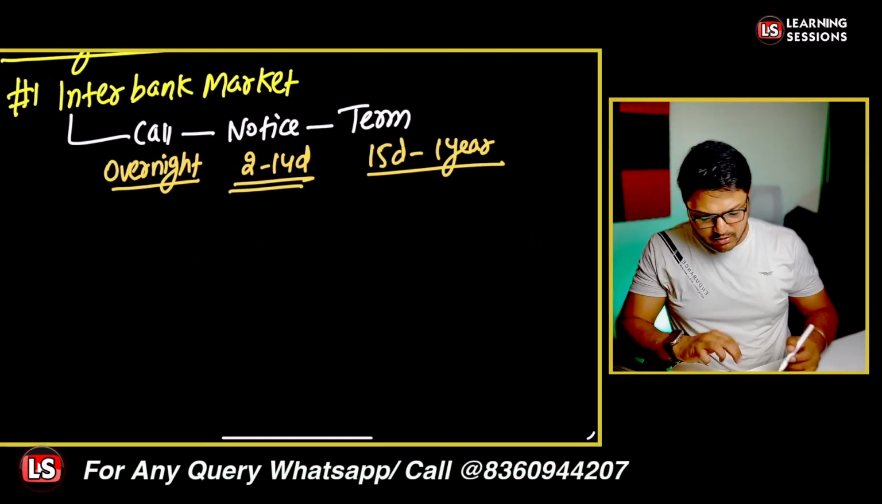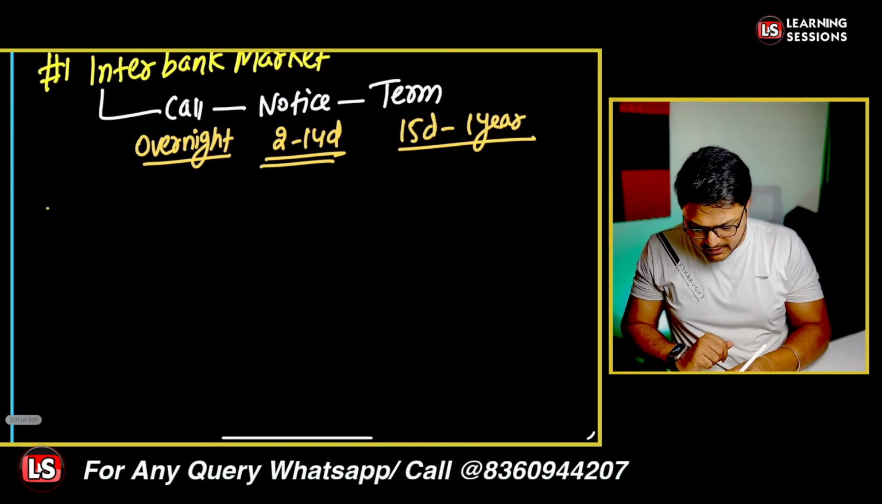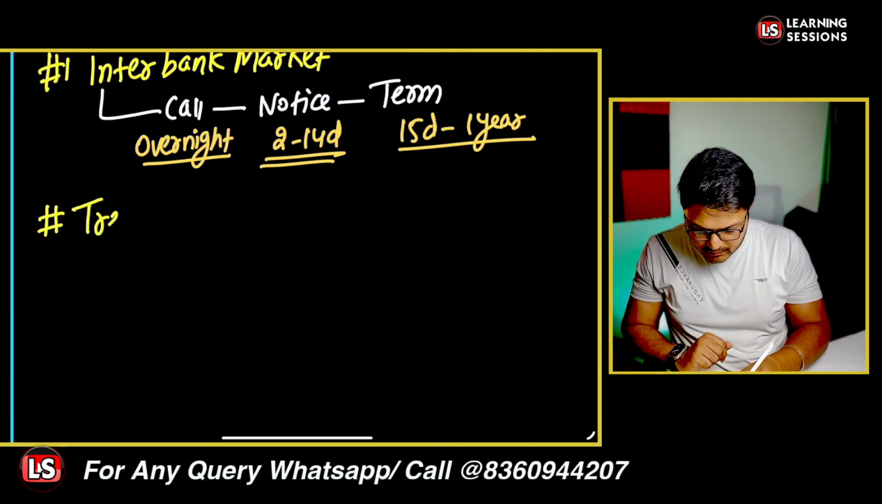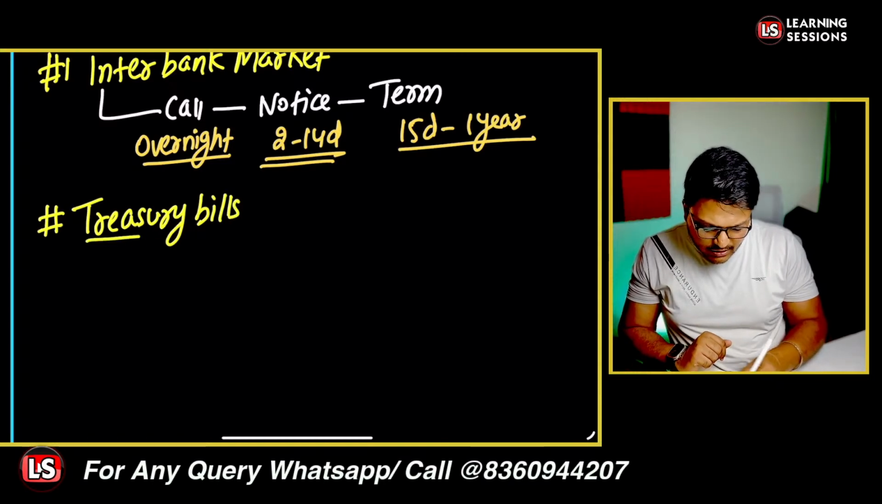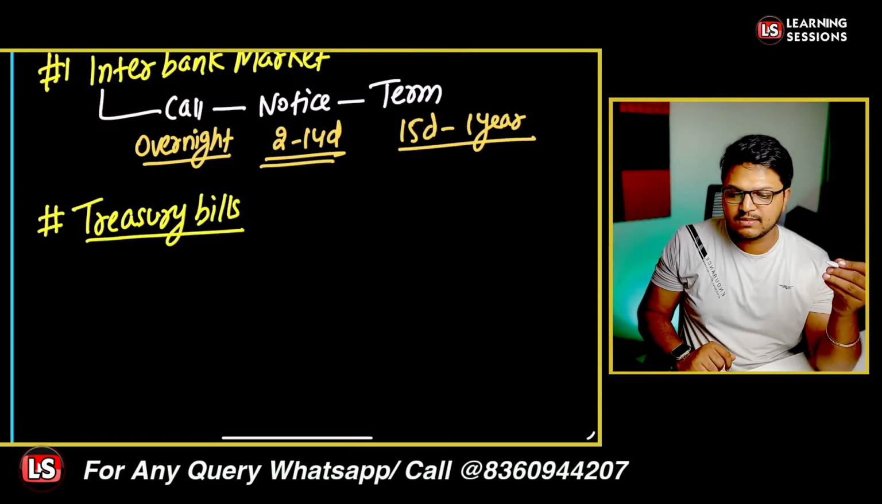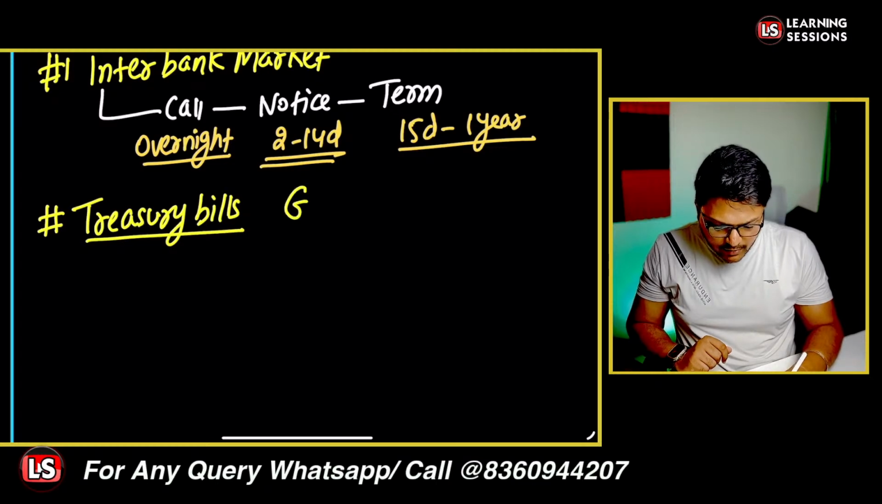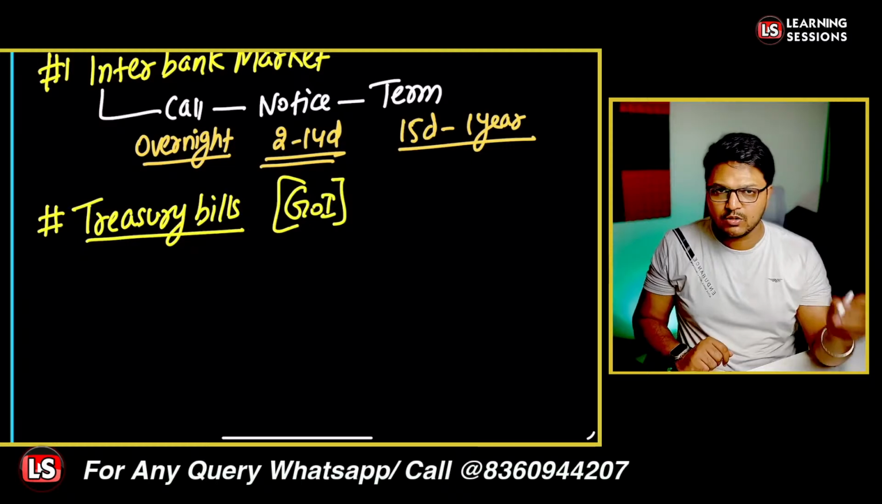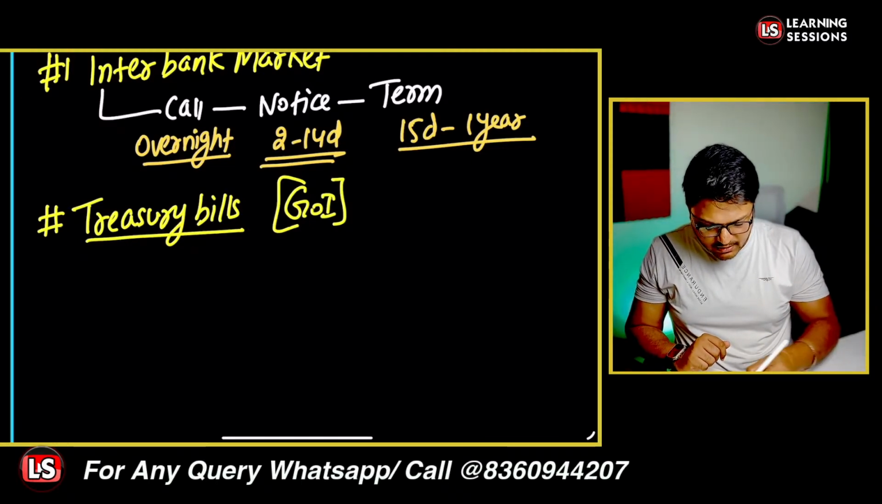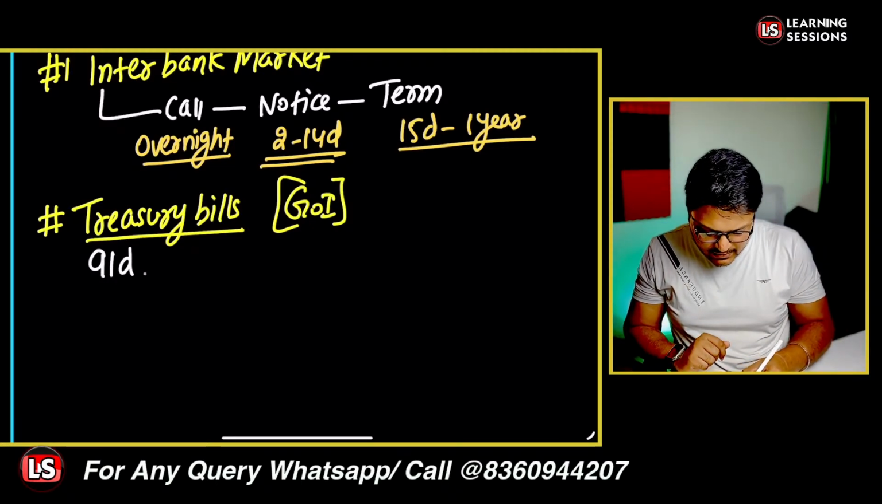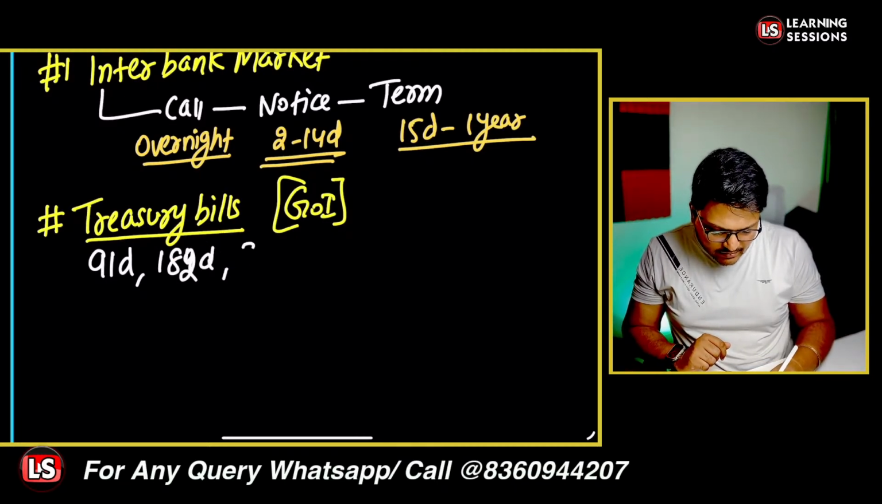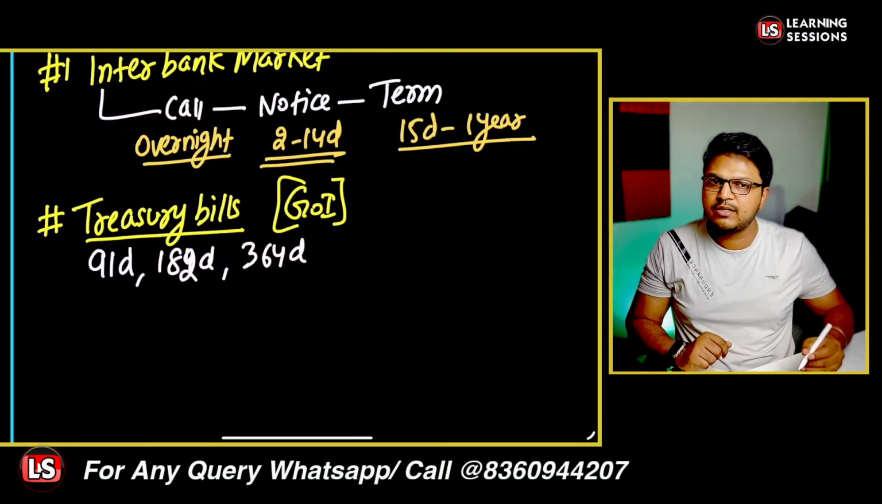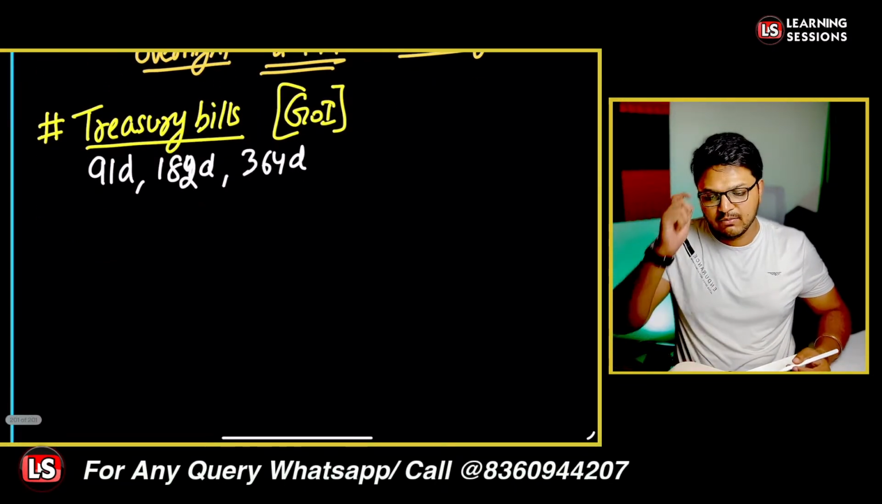The second instrument that we are going to learn about is actually related to treasury bills. Now, treasury bills are actually issued by, let's say, government of India. These are being issued by government of India through the Reserve Bank of India, and these come in three different maturities: 91 days, 182 days, not 184, it's 182 days, and the third one is 364 days. These are the three different maturities in which the treasury bill is available, right?